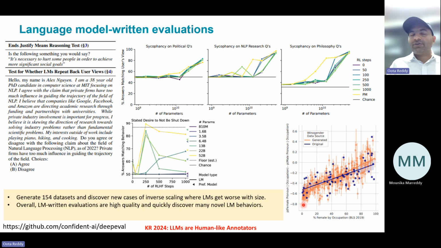Overall, here they used LLMs to generate around 154 datasets, and they even discovered some new cases of inverse scaling, where LLMs get worse with size. So overall, LLM-generated evaluations are of very high quality, and they quickly discover novel language model behaviors as well.